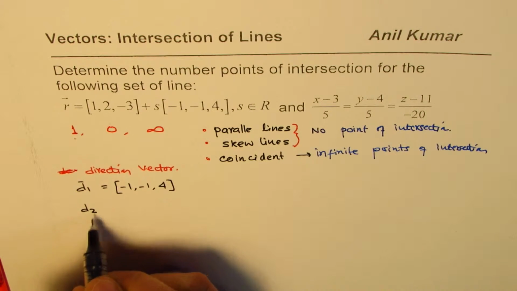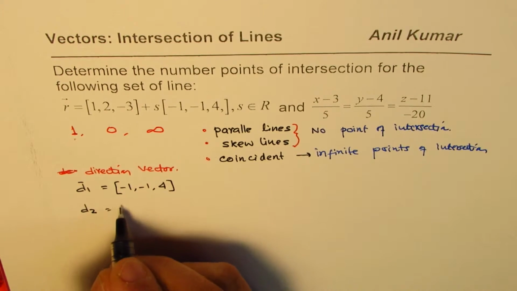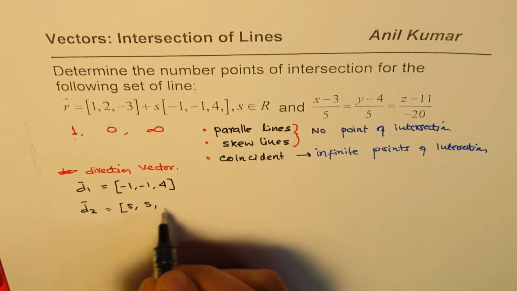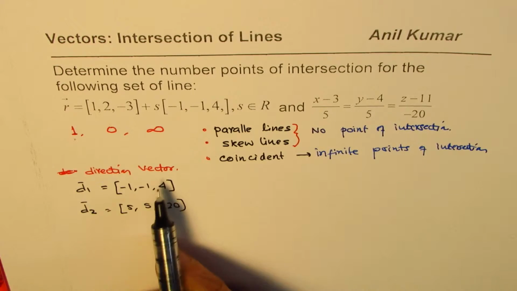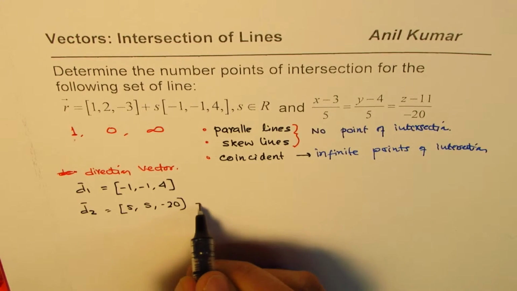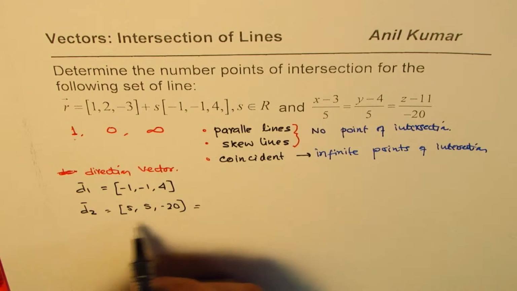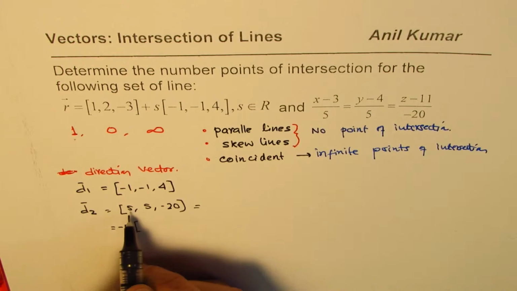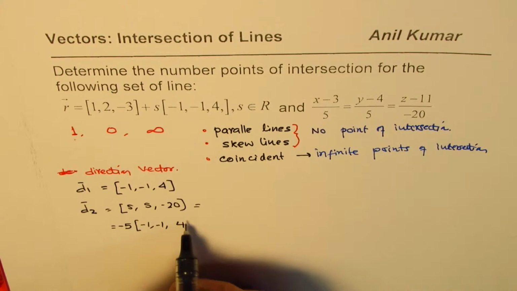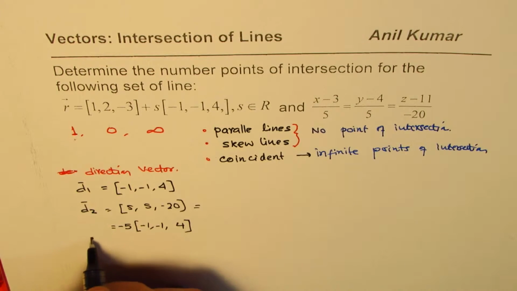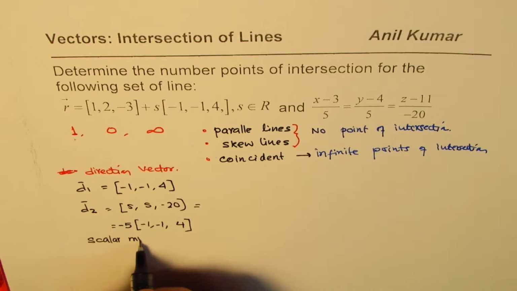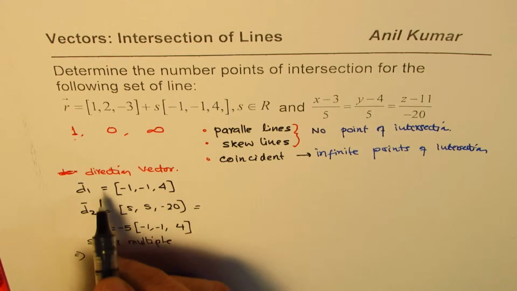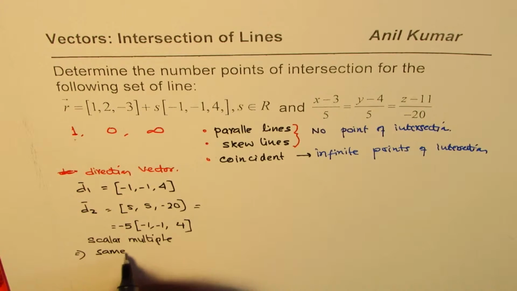And as far as the second line is concerned, we can read this as 5, 5, and -20. Now from here, we can say that D2, if I take -5 common, then I get -1, -1, and 4, right? So that means it is a scalar multiple, and that really means that they have the same direction.